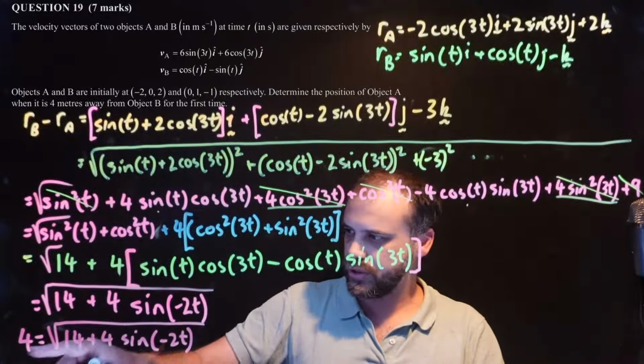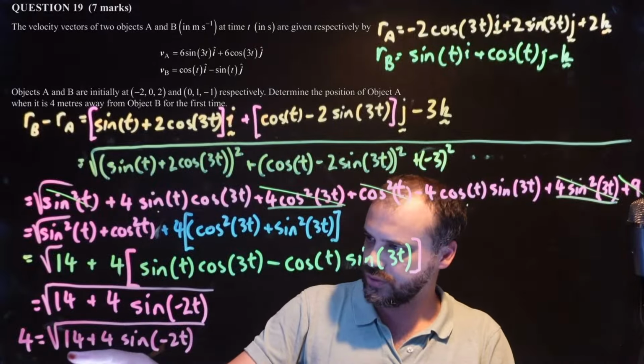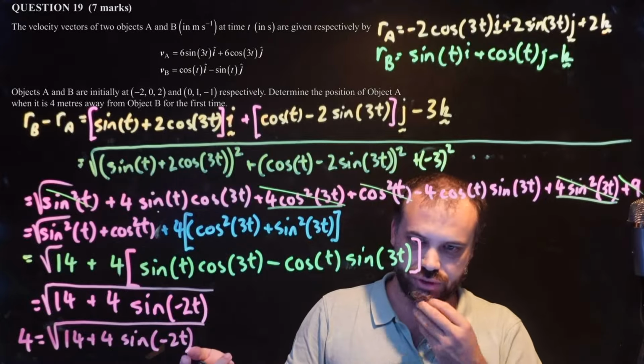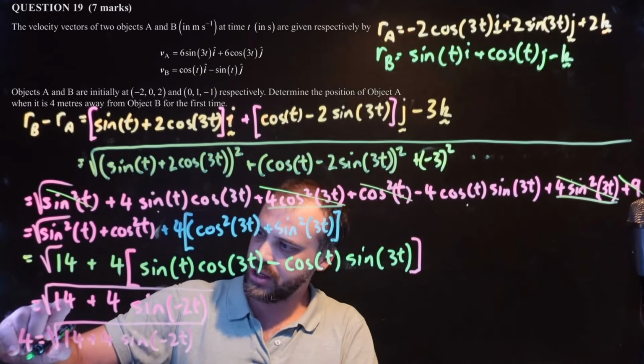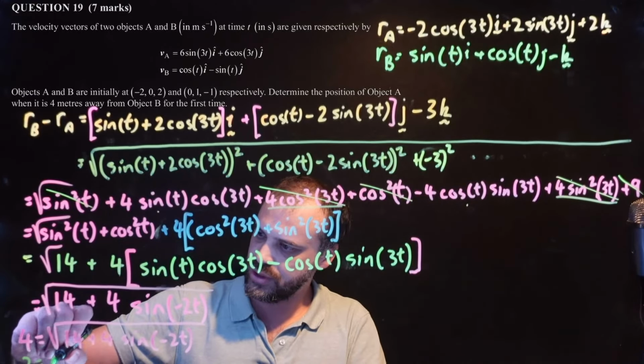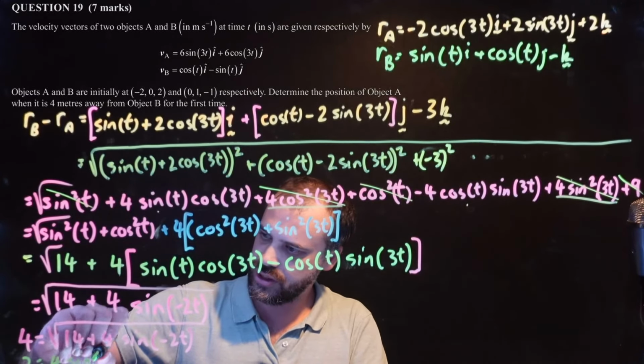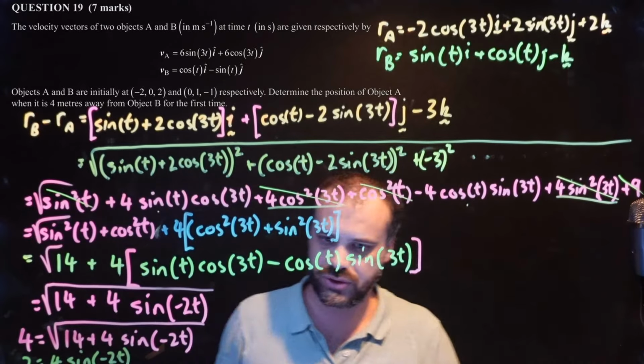If I square both sides, it's going to be 16 equals 14 plus 4 sine negative 2t. 16 minus 14, so I'm going to have 2 equals 4 sine negative 2t.